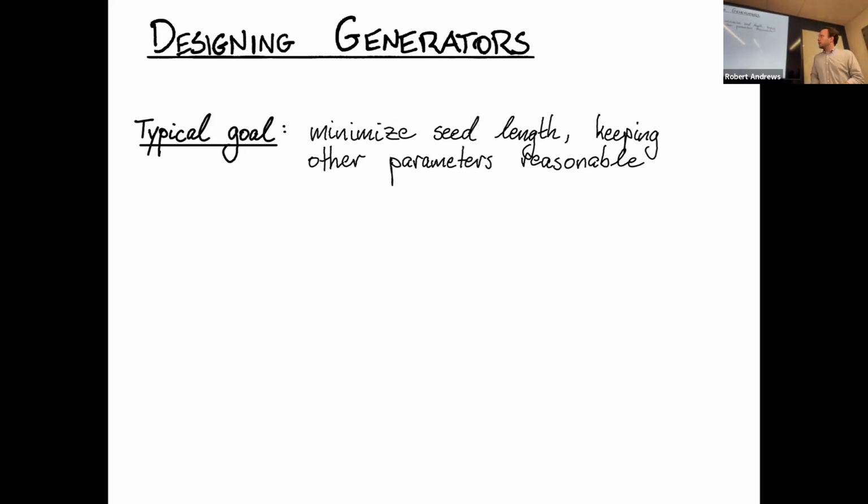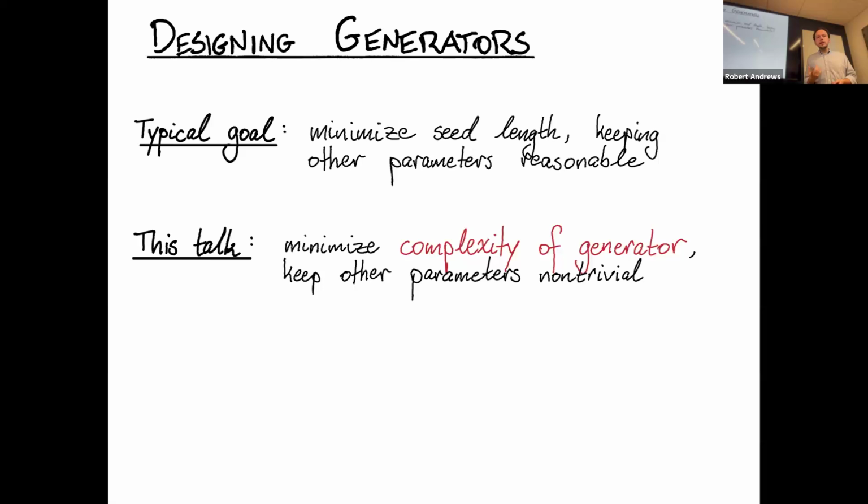Okay, so typical parameters: minimize seed length, keep everything else reasonable. That's what you need for derandomization applications. In this talk, I want to focus on the parameters in a different order of importance. I want to minimize the complexity of the generator, make it as small as possible, as simple as possible to compute, and just keep the other parameters non-trivial.